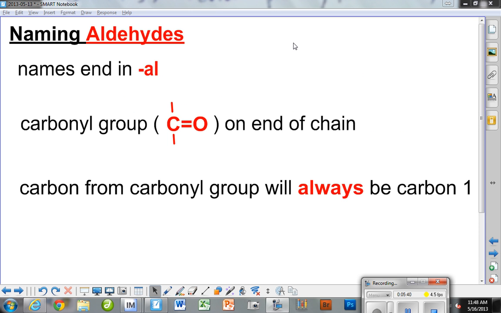Next, we talked about how to identify the aldehydes, and more importantly, how to determine where carbon number 1 is. Let's first look at the ending. The ending for all aldehydes is going to be -al. The next thing is, where's the carbonyl group? If it's on the end of the chain, it's an aldehyde. The carbon from the carbonyl group is always going to be number 1. So that takes care of aldehydes and how we number the chains that have an aldehyde.